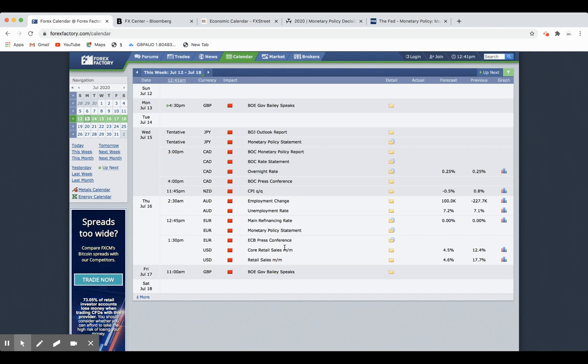Okay, so this shows a pretty big week for data, right? We've got multiple monetary policy statements and interest rate decisions, and normally we don't have that much data.